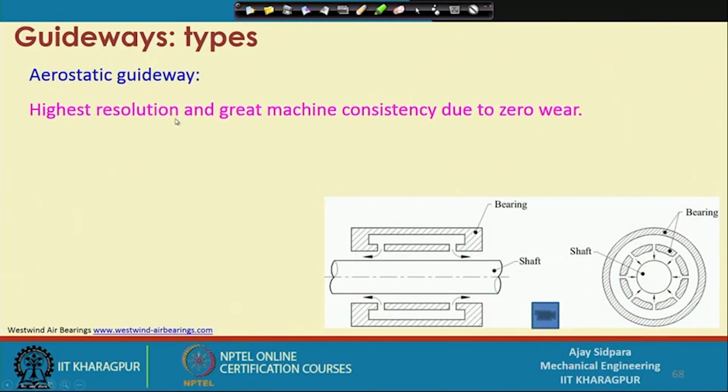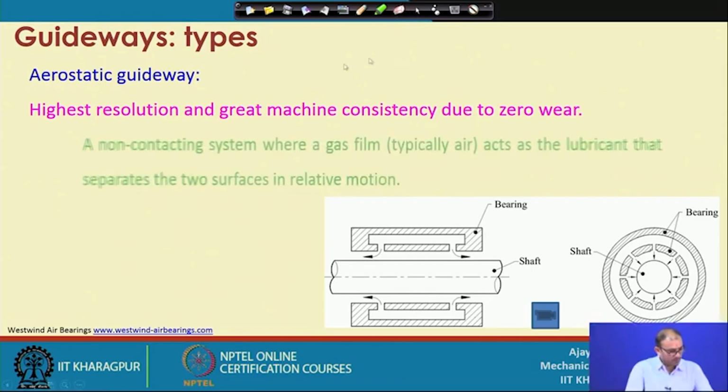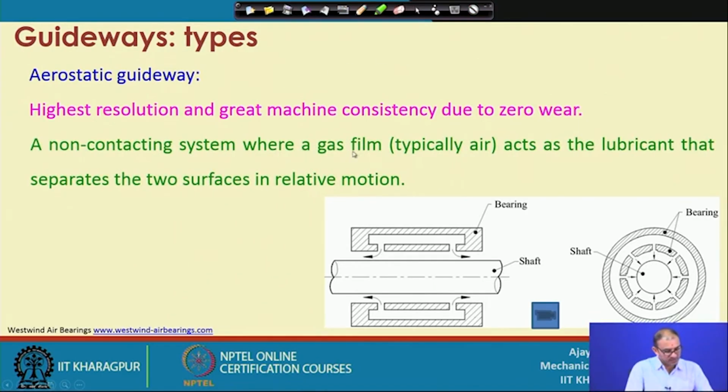So, it is the highest resolution machine construction due to zero wear. So, compared to that hydrostatic, the hydrostatic pressure was creating a problem because of the fluid viscosity we are using, if a high viscosity fluid is used then there is a problem in this particular case. So, you are getting a little bit more freedom in terms of the wear of the component and the friction, correct. So, it is a non-contact system where a gas film, typically mostly we are using air, acts as a lubricant that separates the two surfaces in relative motion. So, this is what is happening in this particular case.